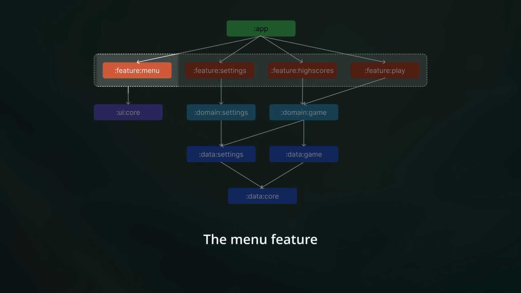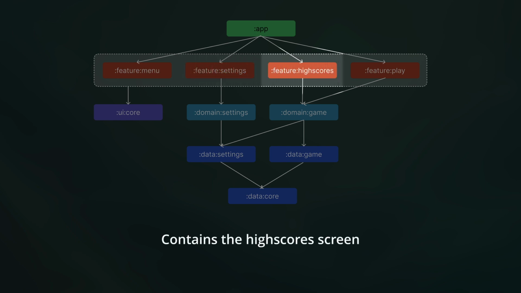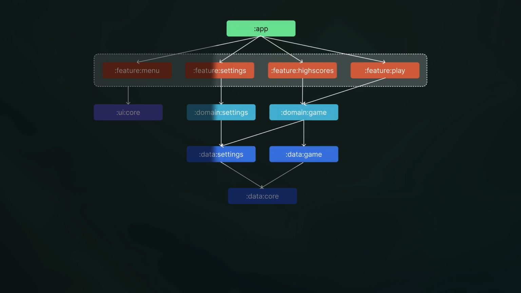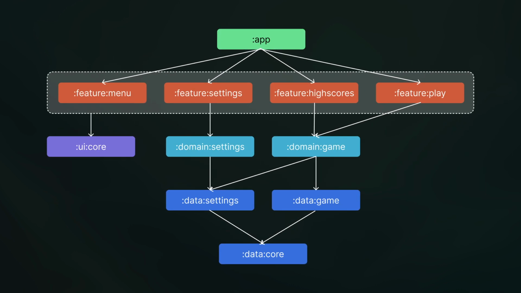Feature menu will manage the menu screen, acting as a navigator to all of the features. Feature settings will handle the settings screen. Feature high scores will be used to display the high scores. And finally, feature play will contain the gameplay screen, including the UI for the Minesweeper board. Now that we've designed our architecture, the next step is to create these modules in Android Studio. I'll walk you through creating the modules and configuring their dependencies.